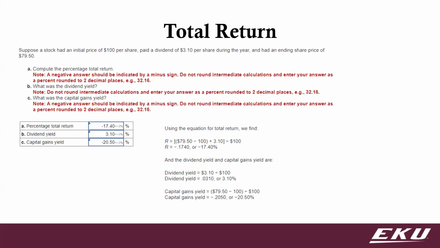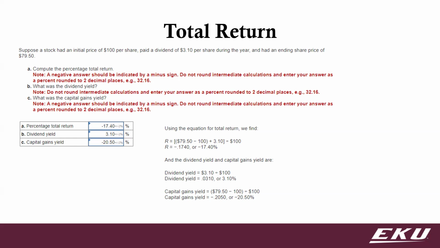You see the equation for total return is the difference in the share price, the new share price of 79.50 minus the old price of 100, plus any dividends that you receive, divided by the initial price, the old price. And that gives us our total return.